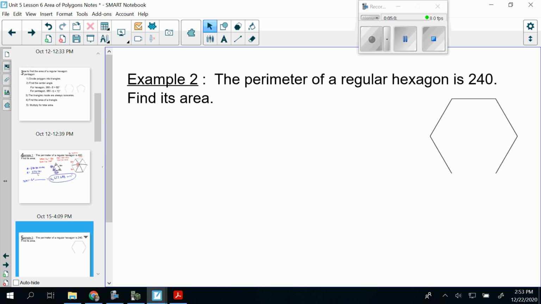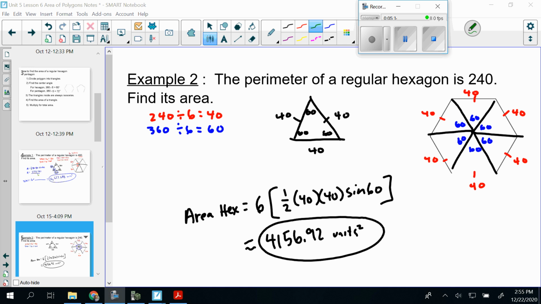For the next one, the perimeter of a regular hexagon is 240. Find its area. Why don't you pause the video and try this one and see what you get. All right, let's see how you did.